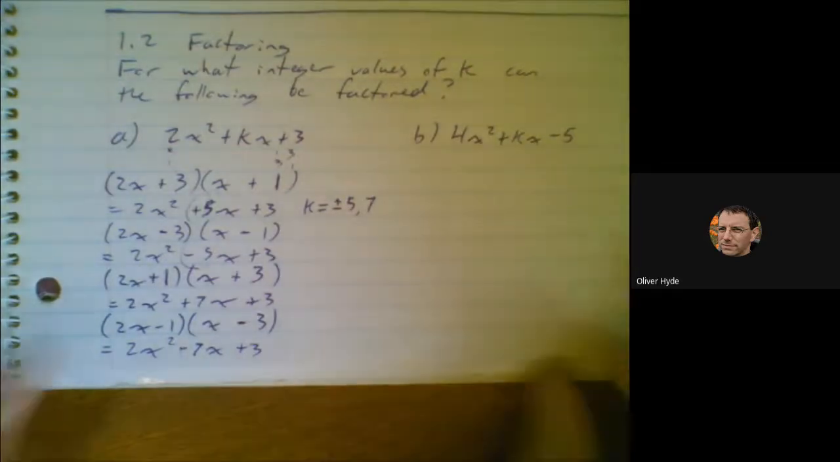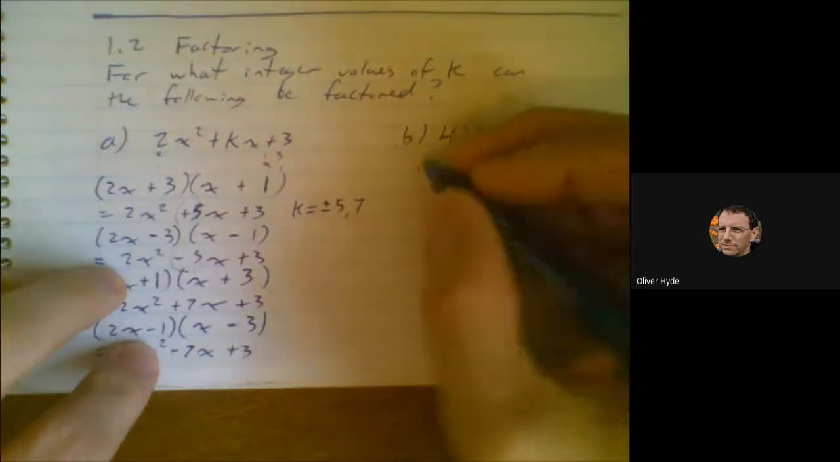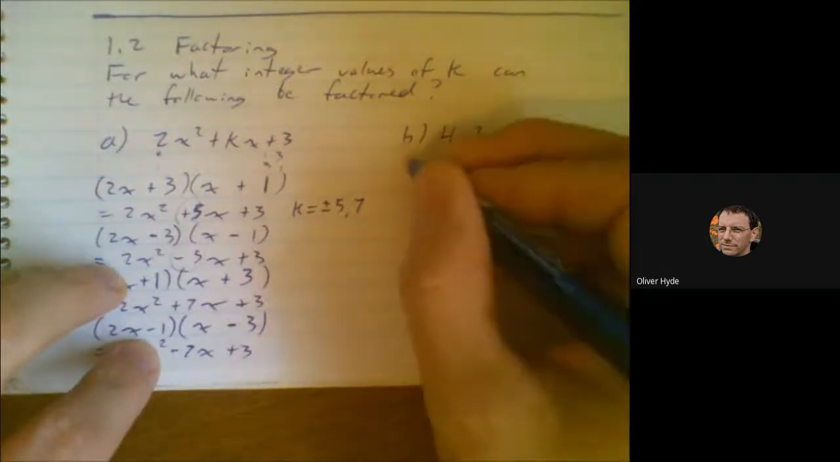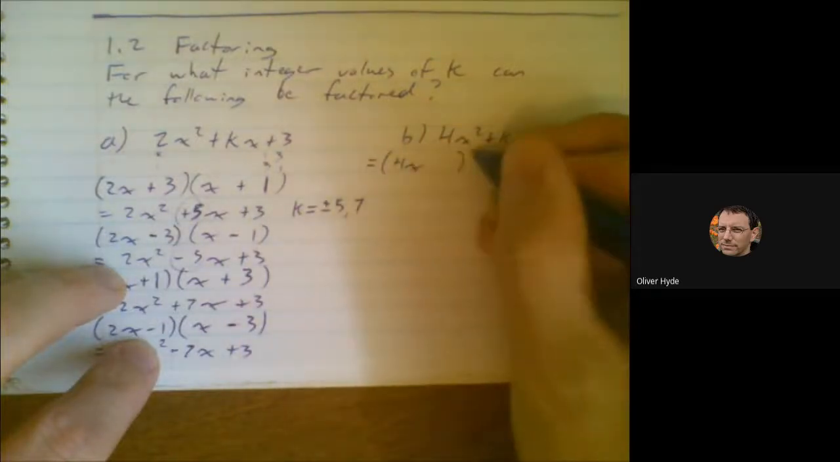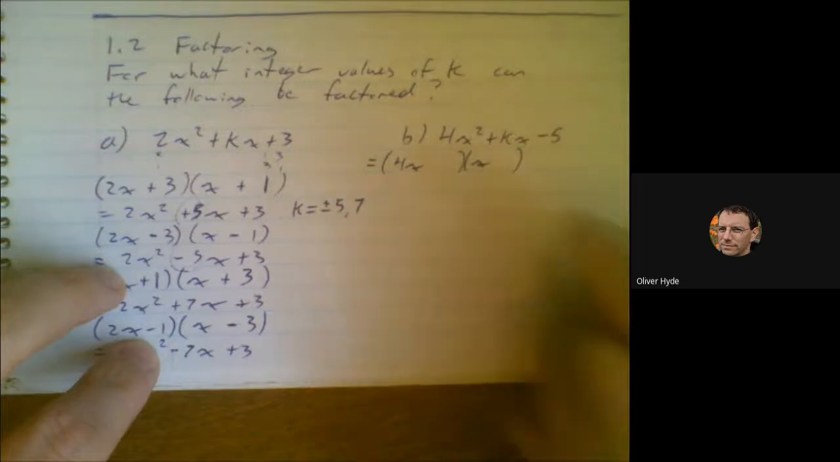Okay. Let's try this one here. I think we're going to have more options here, so maybe I'll just try to work horizontally. I could have 4x multiplied by x. That would give me a 4x squared.